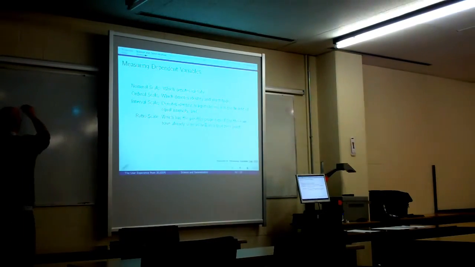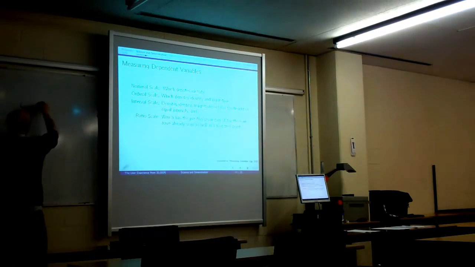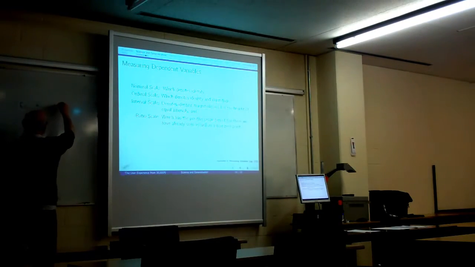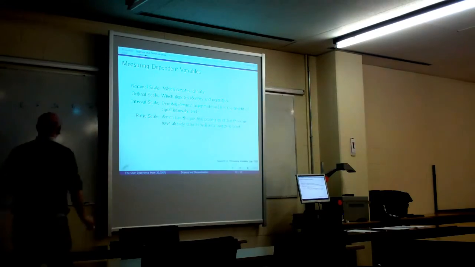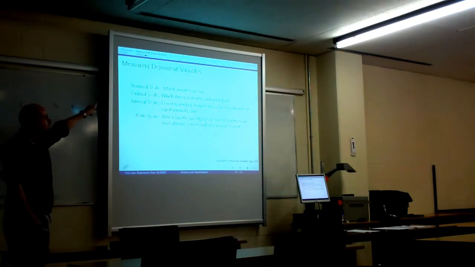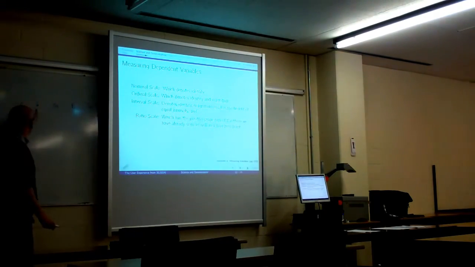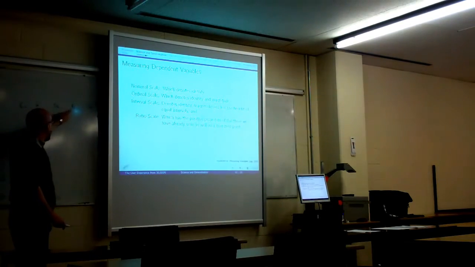So if you've got something which is... Okay, so let's do this standard scale. So we have excellent, good, okay, bad, terrible. So this one is nominal. It just denotes identity. Excellent, good, okay, bad, terrible.